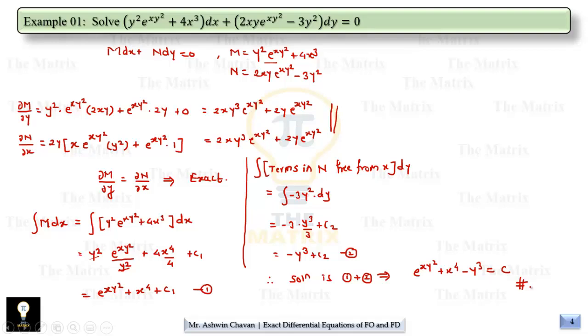First we have to check whether it satisfies the necessary and sufficient condition: dou M upon dou y and dou N upon dou x are equal. If so, then we integrate M with respect to x and the terms in N free from x with respect to y, and just add them.